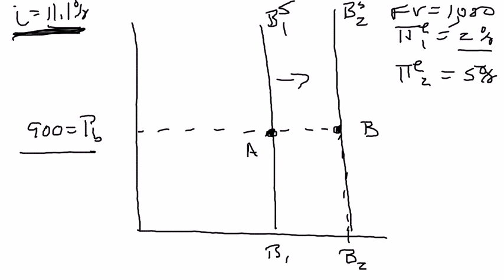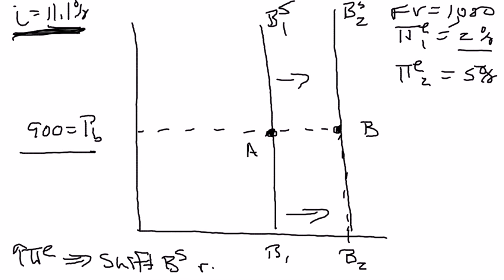So if you increase expected inflation, that's going to shift bond supply right. Similarly, if you decreased expected inflation with a fixed price and a fixed face value, then that's going to increase the real interest rate, which means it increases the real cost of borrowing. So that's going to cause corporations to borrow less, so the bond supply curve is going to shift to the left.